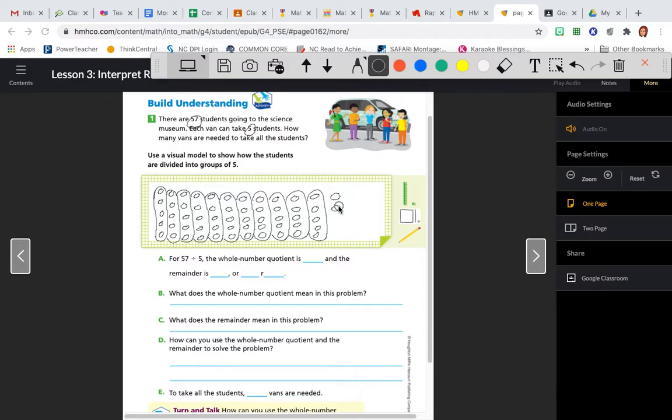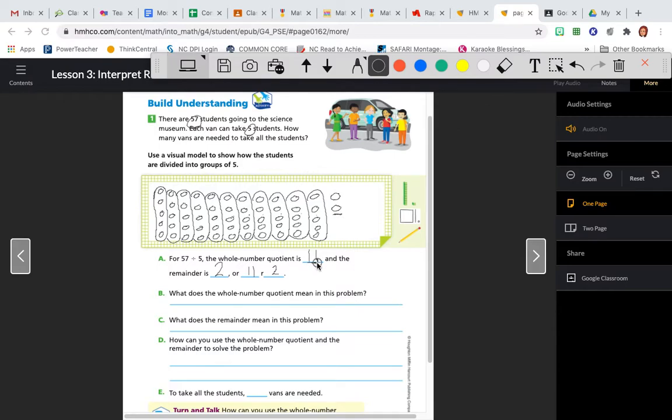All right, now let's answer the questions using our model. For 57 divided by 5, the whole number quotient, remember the word quotient is the answer. So for 57 divided by 5, the whole number quotient is, let's count how many groups we made. 1, 2, 3, 4, 5, 6, 7, 8, 9, 10, 11 groups. And the remainder is, how many we have left over? 2. Or we could write that as 11 R 2. So what does the whole number quotient mean in this problem? So the whole number, without anything left over, the whole number is 11.